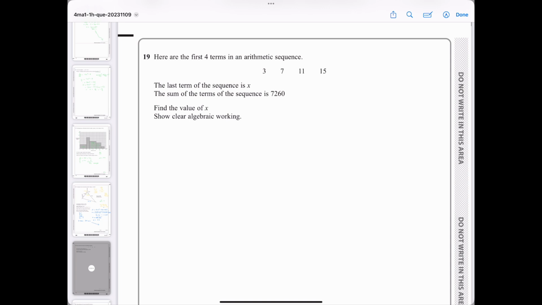Okay, here are the first four terms in an arithmetic sequence. The last term is x, and the sum of the terms is 7260. Find the value of x and show algebraic working.